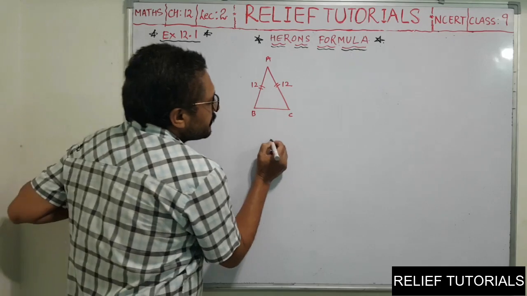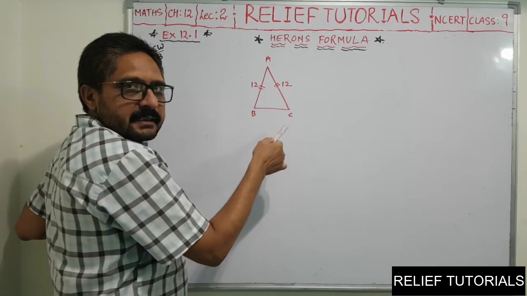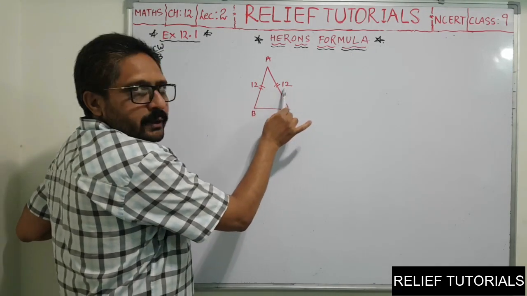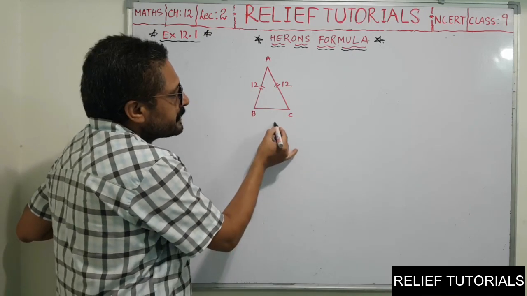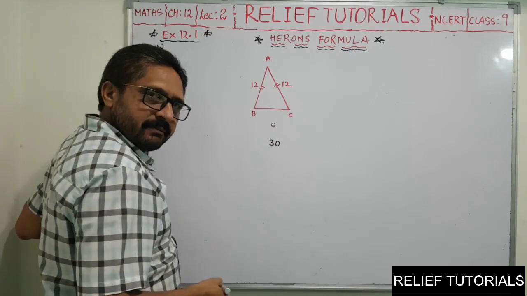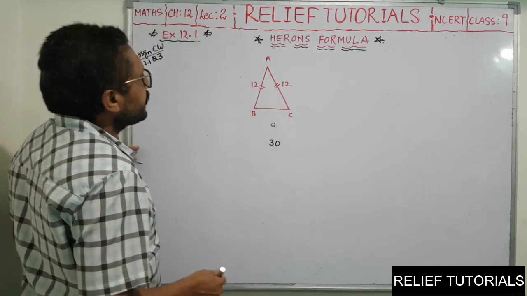So the perimeter is 30, the sum of the three sides is 30. These two sides are 12 and 12, that is 24. So naturally the third will be 6, since 24 plus 6 is 30. But mathematically we will show it here.